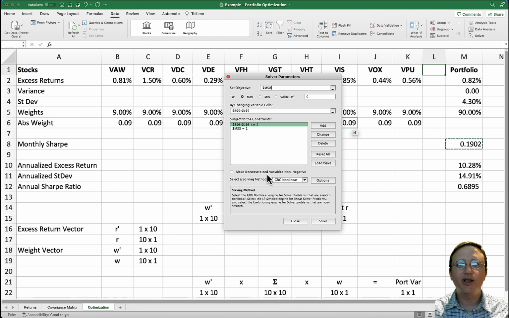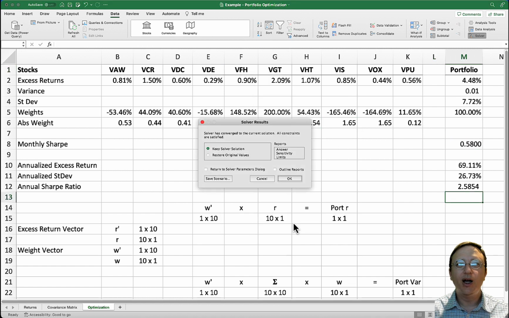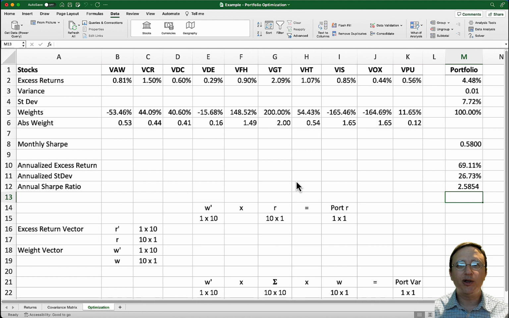Finally, we need to decide whether we want a long-only portfolio or a long-short portfolio. The long-only portfolio will need non-negative weights, while a long-short portfolio will allow for negative weights. This example uses a long-short portfolio. The solver is not guaranteed to give the global maximum Sharpe ratio. Try some different starting weights to make sure that the solver did not get stuck at a local maximum. This problem is magnified as we add more assets to the portfolio.